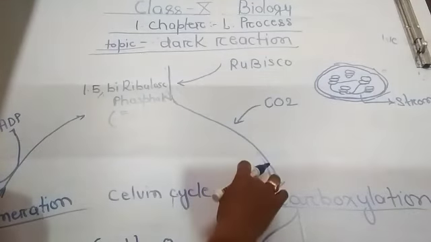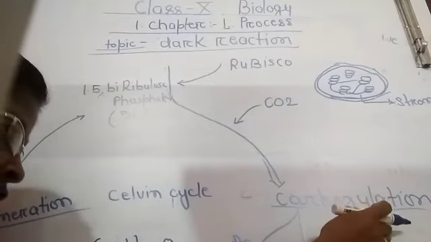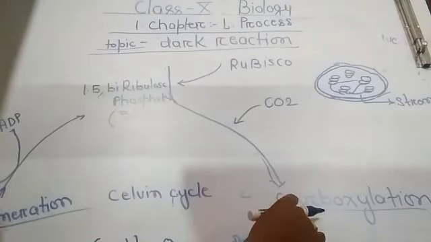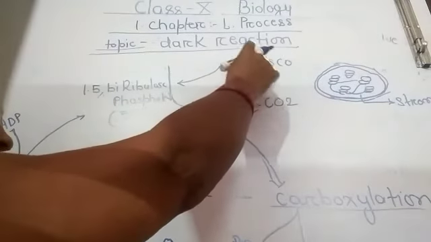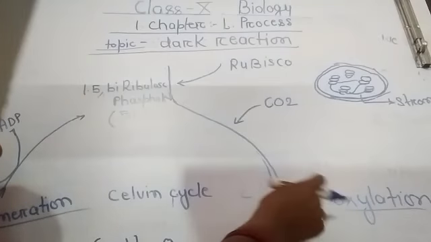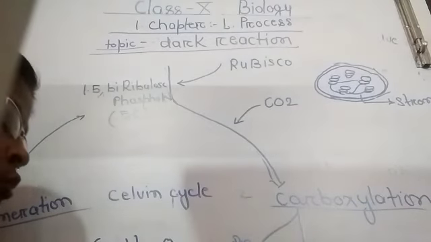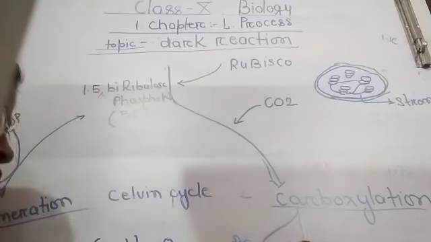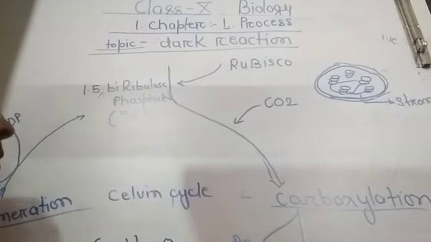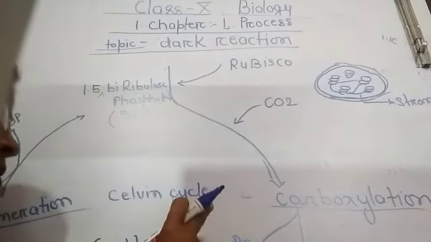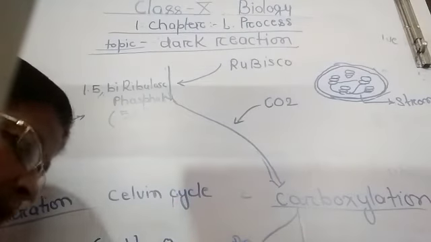The Calvin cycle is completed in 3 steps: carboxylation, the fixation of carbon dioxide into a carbon compound in the presence of the enzyme Rubisco. After the formation of the 6 carbon compound, it breaks down into 2 compounds of phosphoglyceric acid, the stable carbon compound. Therefore, the Calvin cycle is also known as the C3 pathway.